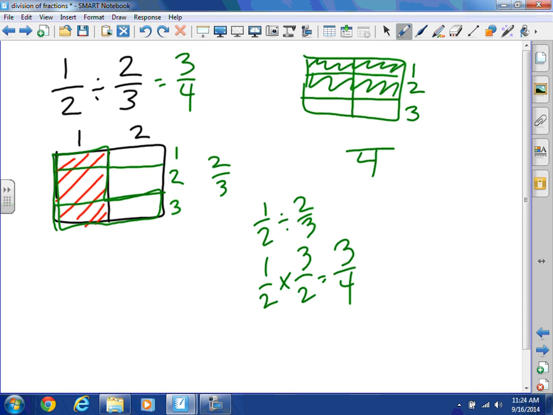And then since this represents 1, I'm going to find groups of 4 here, but there wasn't a group of 4. But I know I needed 4 pieces, so there's 3 that are colored in, there's 1 that's not, so that equals 3/4. Okay, let's write everyone. Erase your boards quickly.